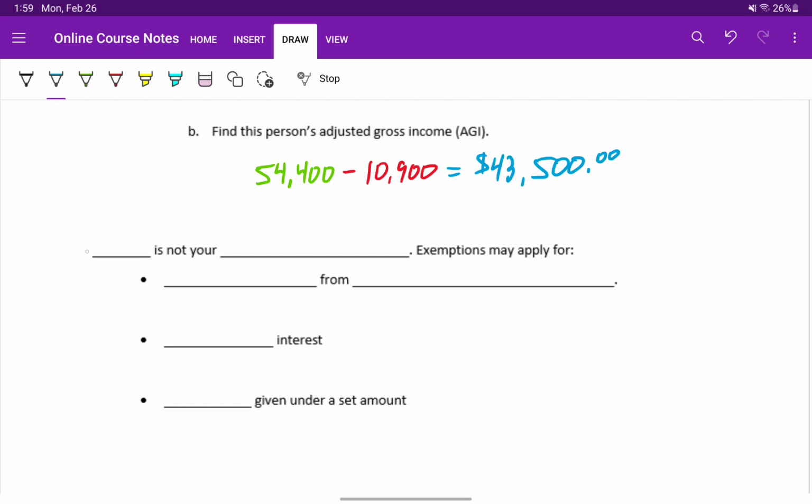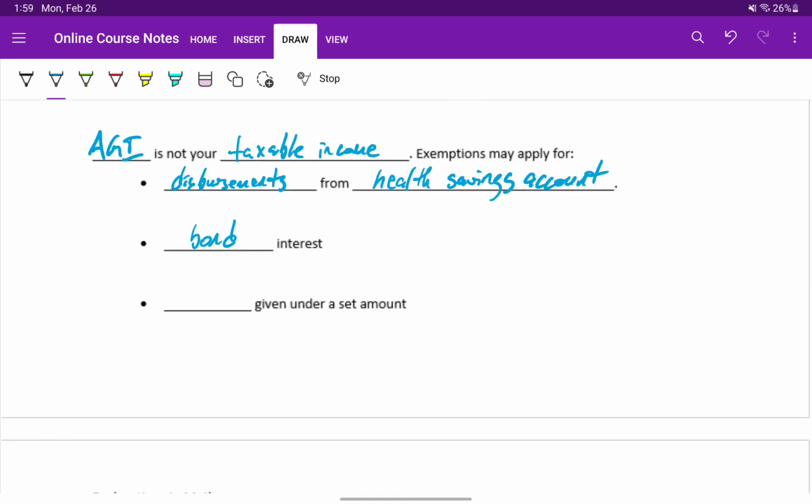It's also important to note here that this value we just calculated, AGI, is not the same thing as your taxable income. It starts getting us closer, but there are also exemptions that might apply for disbursements from a health savings account, bond interest that's earned, or gifts that are given under a particular amount, which again changes from year to year. This isn't an inclusive list, but again, these are ideas of exemptions that might apply that could bring down your total taxable income.